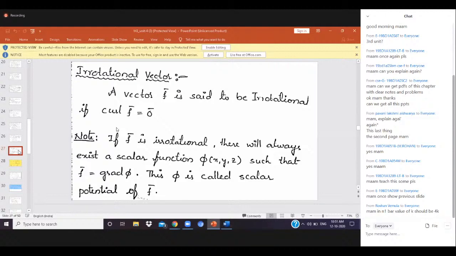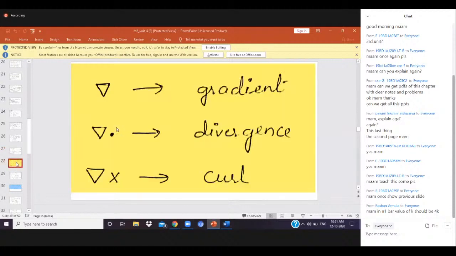We have problems under this also. Under curl, we have a sure question on this potential, the scalar potential problem. Now you are able to understand the difference between del dot and del cross.